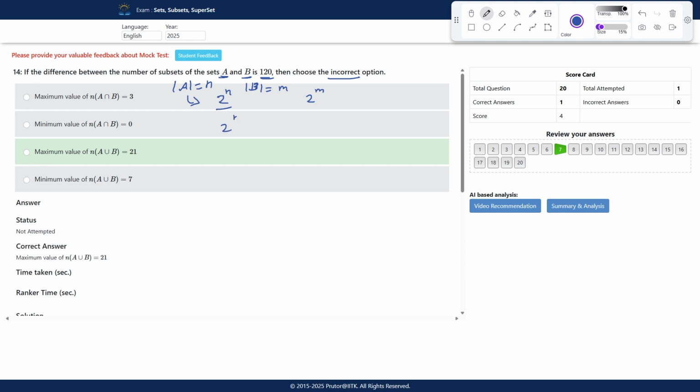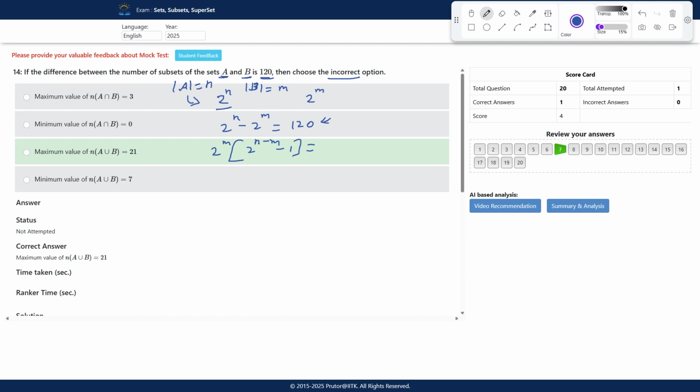Now, the difference is already given to us. We have 2 raised to power n minus 2 raised to power m, which is something positive. So this gives me that n must be greater than m, and n and m are both positive integers, natural numbers. So we can take 2 raised to power m common: 2 raised to power m times (2 raised to power n minus m, minus 1). Now factor this. I hope you are recalling that we have already seen a problem with a similar pattern.